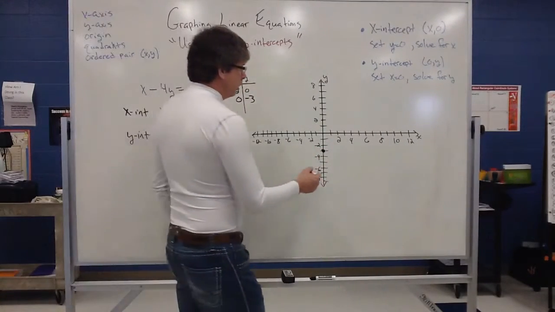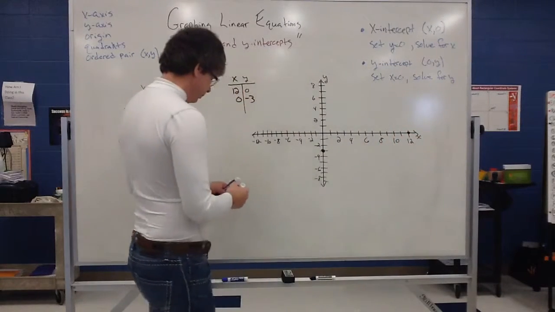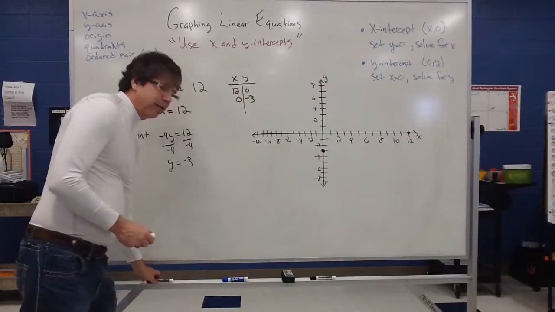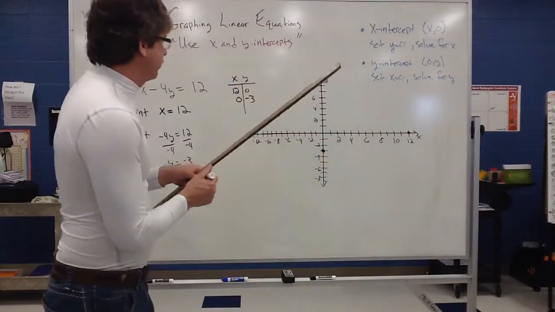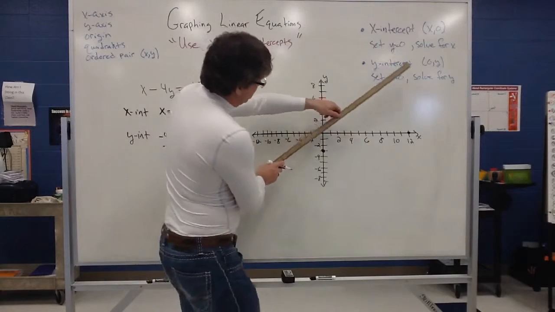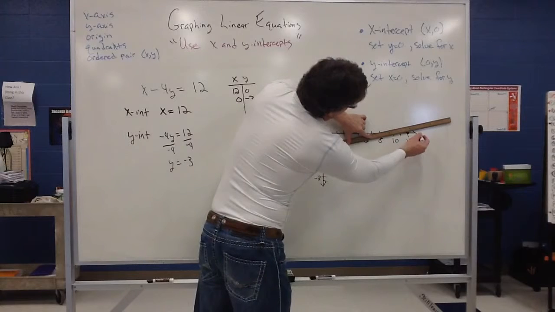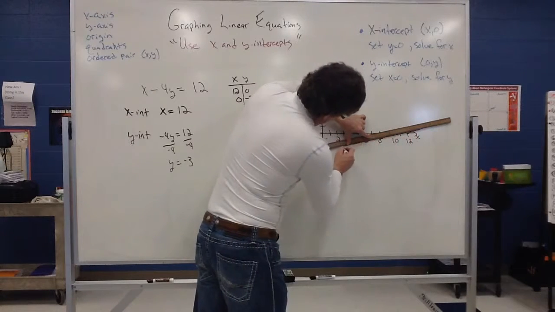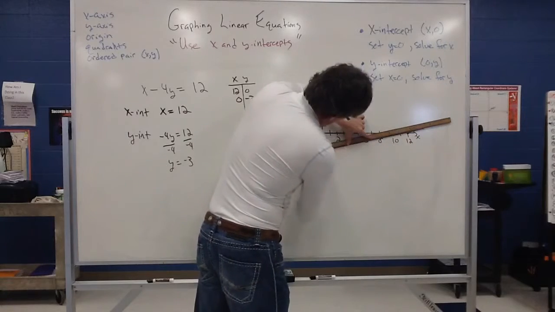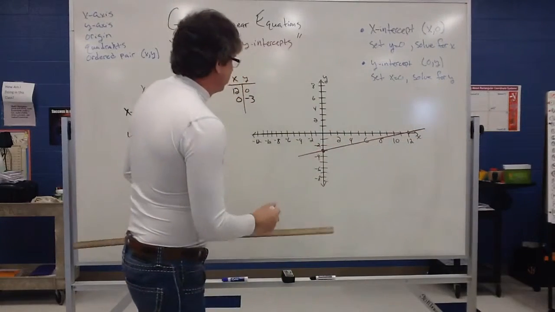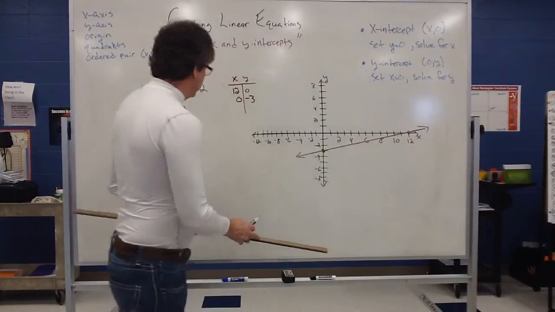So I'd actually make a little longer graph here. So 12, 0 would be out there. And again, to graph, we still got to draw a line through those 2 points, and that will create the graph of our equation. So if I can line those up, that goes a long way out there. Let's see if I can get that to work. Okay. So that would be the graph of this equation.